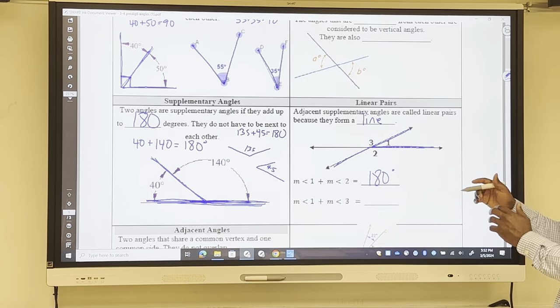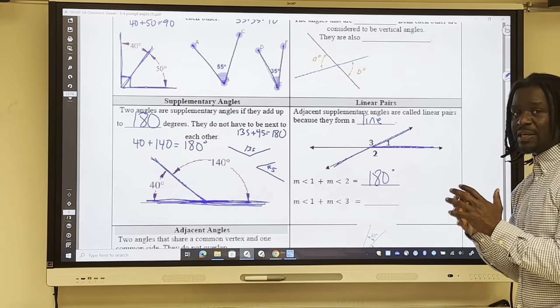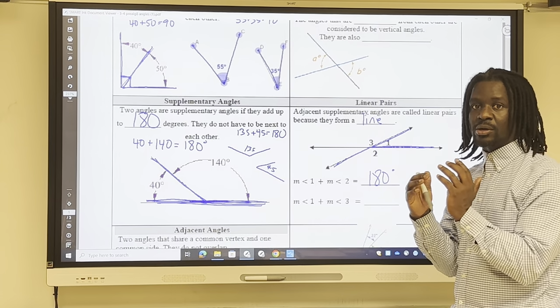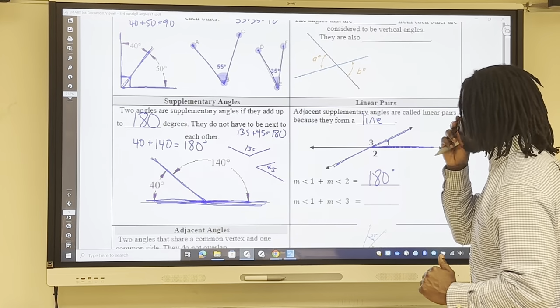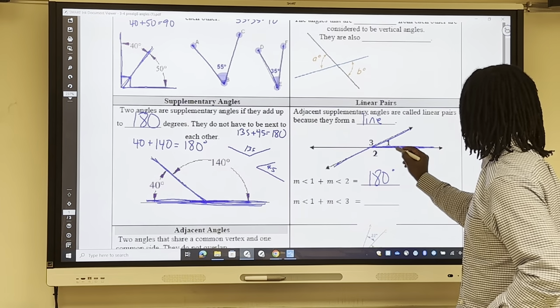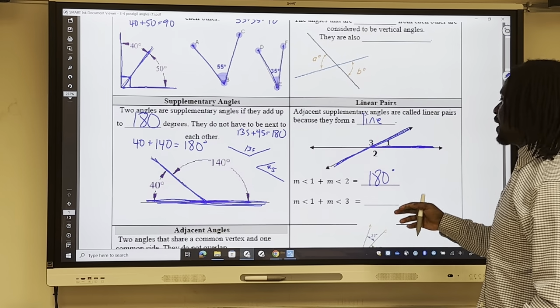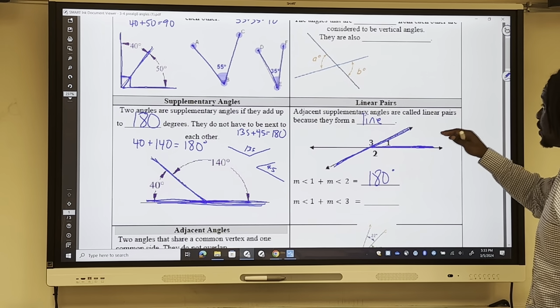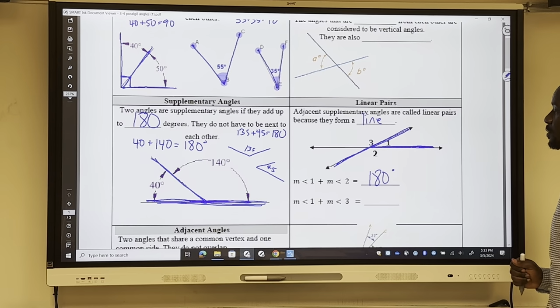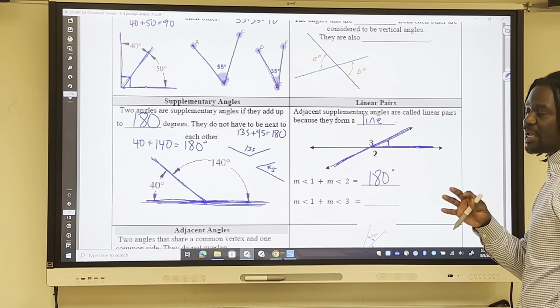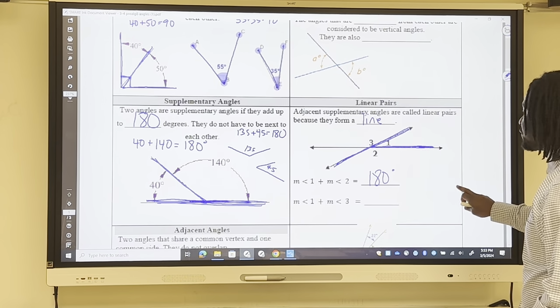When they're adjacent, it means that they're touching each other, right next to each other. They share a common side. When they're right beside each other, these are called linear pairs. This is not a different type of angle, it's just the specific name that you give to it.